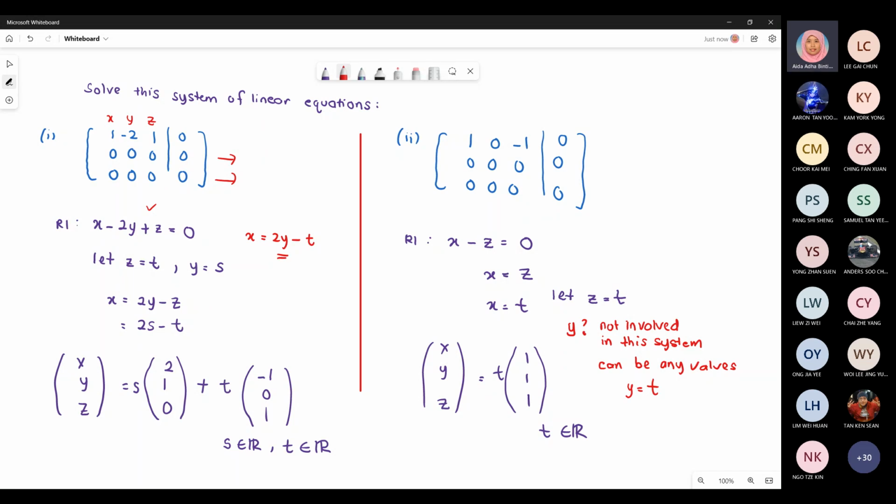So for this one, we need to let one more variable, where y is equal to s. From here, we substitute y equal to s and z equal to t. We rearrange x to be 2s minus t, so we have negative 1 multiplied with t. And your y here is s. So this is the s.